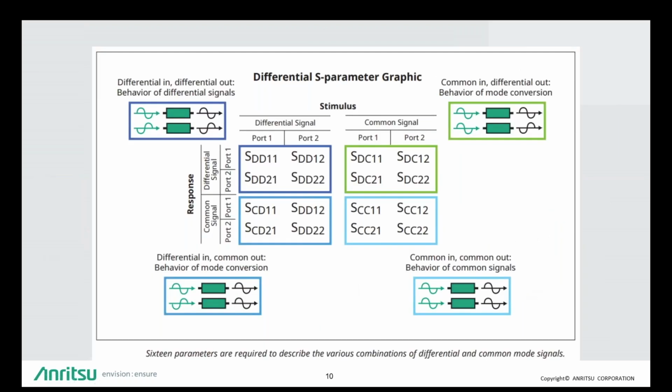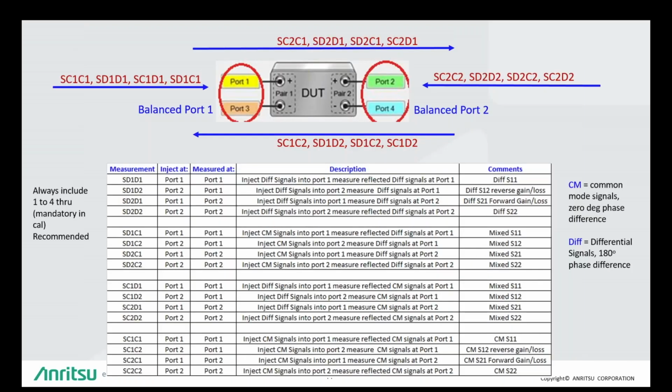This just illustrates the differential S parameter graphic, the 16 parameters that we spoke about earlier on. And these are the ones that are or can be measured using the VNA. And I'll talk about this in quite a bit of detail on the following couple of slides. So what I actually have here is I've described every signal, every measurement combination that is possible and in which direction that can happen. So now let's talk about this picture.